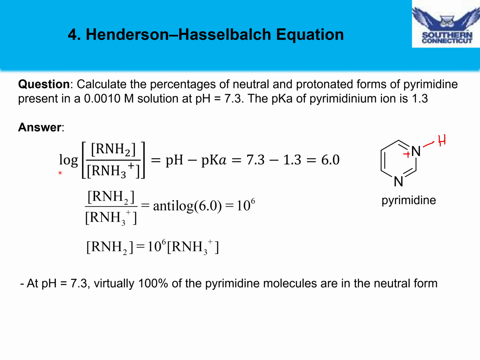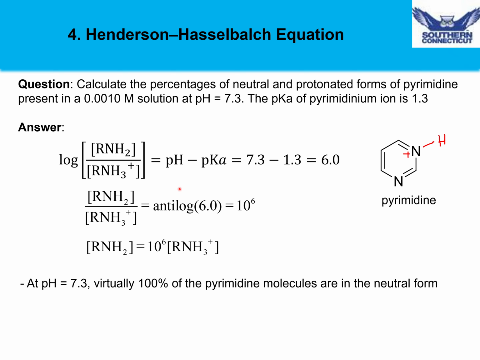Here is one form of the Henderson-Hasselbalch equation. If we plug in the pH, which is given in the question as 7.3, and we subtract the pKa of the acid, which is 1.3, we'll solve for 6. Next, we're going to take the anti-log of both sides of the equation to get rid of the log on the left side.